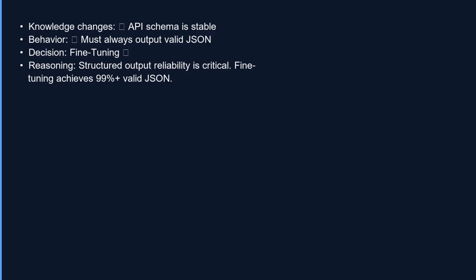Knowledge changes: an API schema is stable. Behavior, must always output valid JSON. Decision, fine-tuning. Reasoning, structured output reliability is critical. Fine-tuning achieves 99% plus valid JSON.